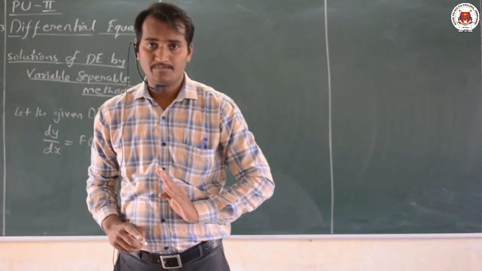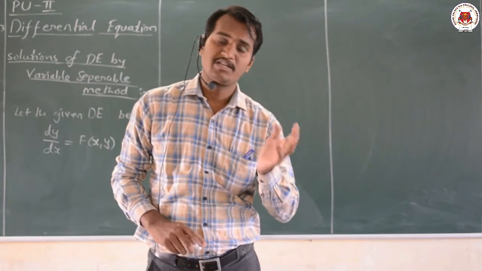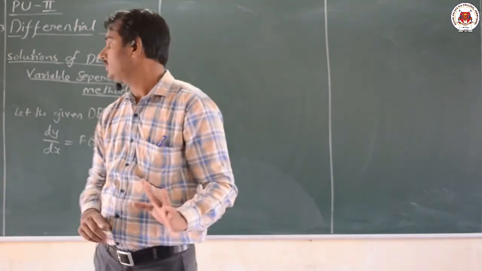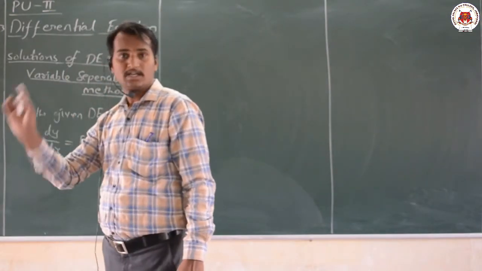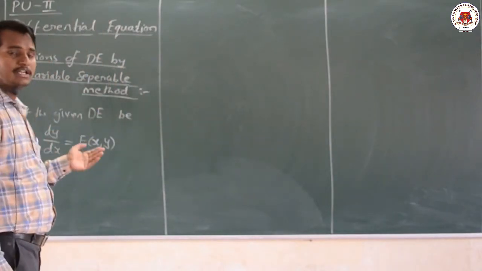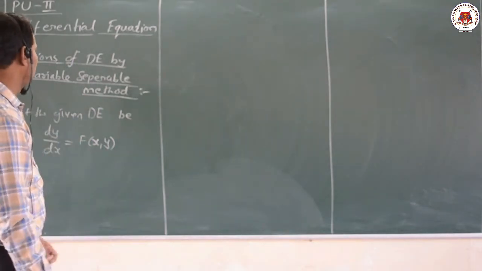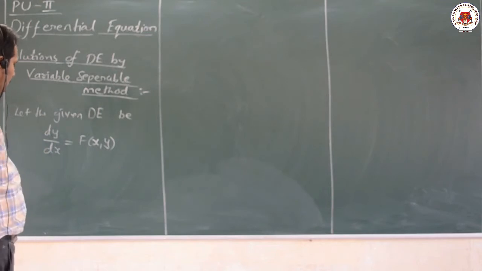first order and first degree only, that is only dy by dx. We will not discuss d square y by dx square or dy by dx whole square. The only thing we will discuss is first order and first degree. We already saw about order and degree in the previous class, in exercise 9.1.